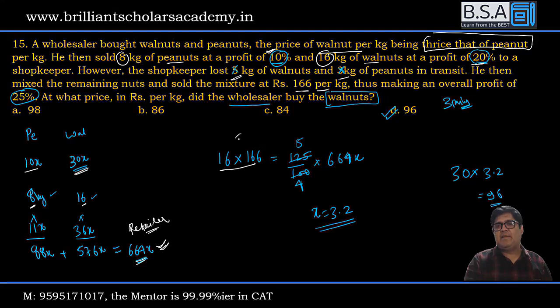And this is the selling price for the retailer. What profit is the retailer making? 25%. How do you write 25%? 5 by 4. On what value do you calculate profit? On the cost price. Cost price into profit ratio is equal to selling price. By solving this, I get the value of x. Then I can find the price of walnut and peanut, and every price from here on.